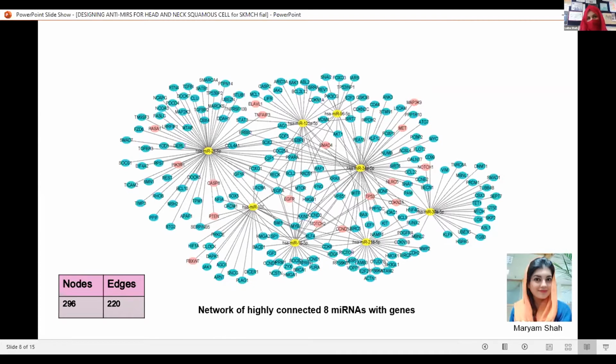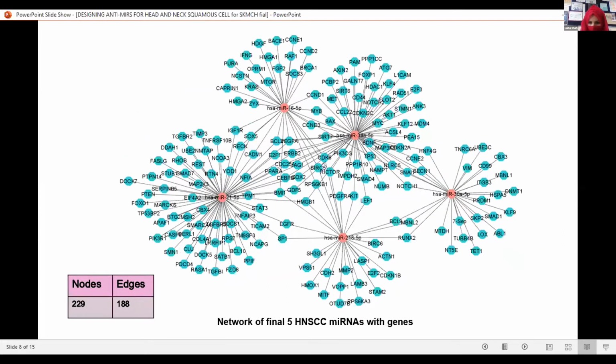Then 8 is still a huge number. We can't design some targeted therapy against 8 miRNAs at the same time, and we can't check their expression. So I again applied a filter based on high degree value. Every node has its own degree value in a network. So the top degree value miRNAs were chosen, and 5 of those were at the top. So I chose 5 miRNAs and I constructed another network of those 5 miRNAs, and I got 181 gene interactors of those miRNAs, which were potentially involved in head and neck squamous cell carcinoma.